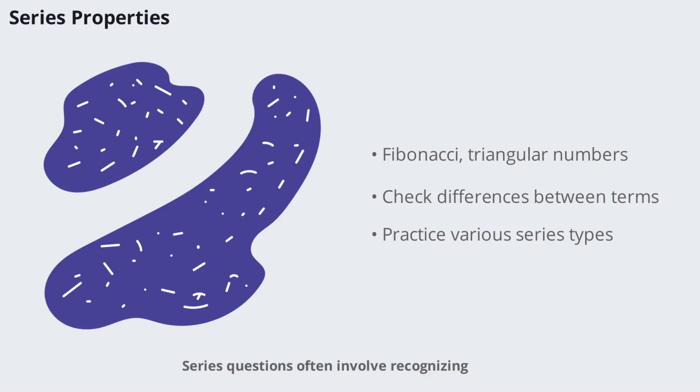Series questions often involve recognizing properties like the Fibonacci sequence, triangular numbers, or the difference between consecutive terms. Understanding these properties helps you predict the next number or find the missing term. The more series types you practice, the faster you'll recognize them in exams.